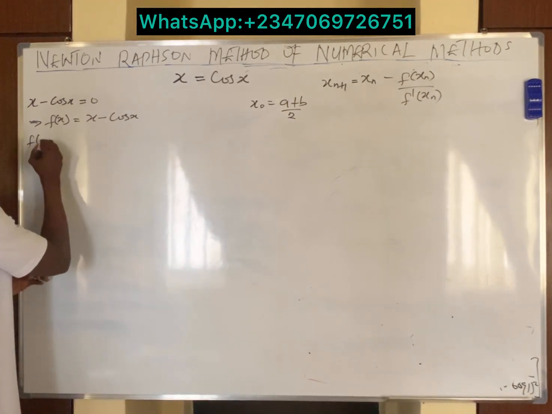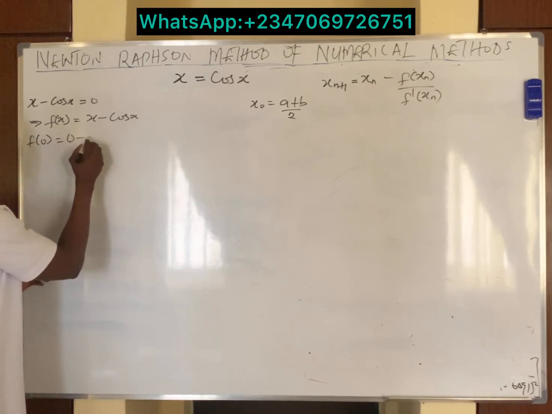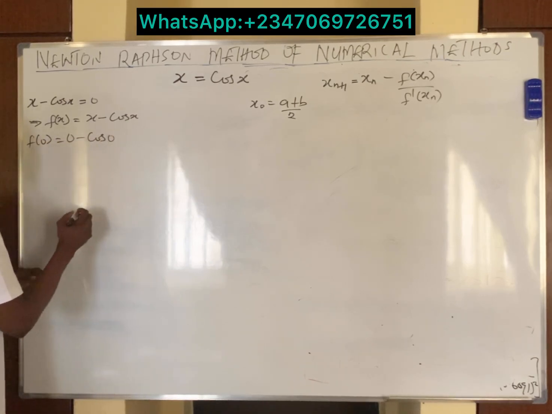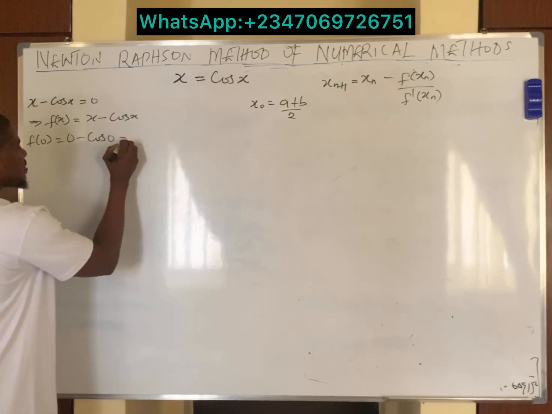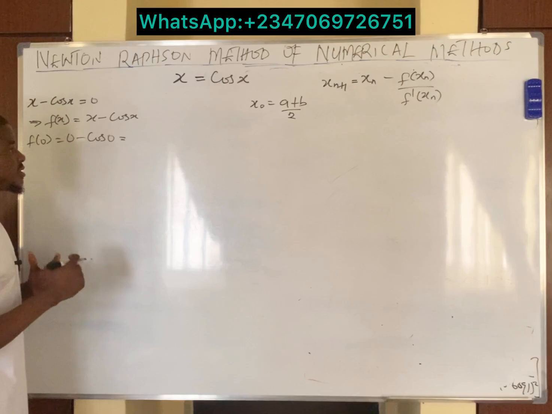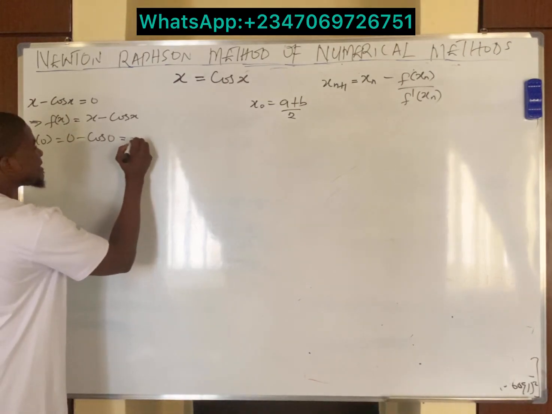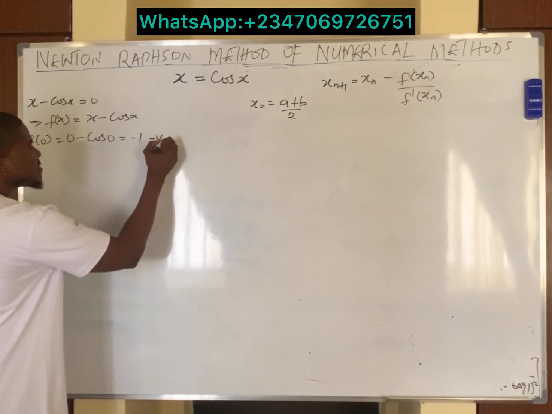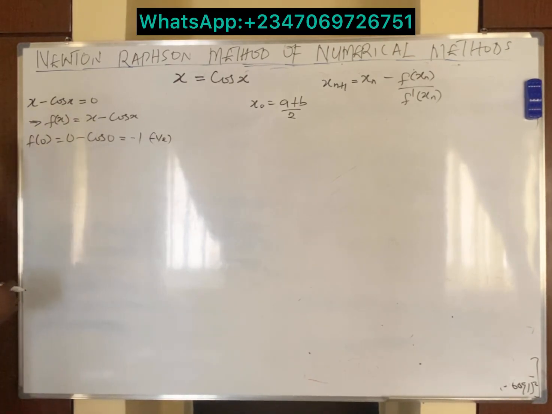f of 0 is going to be equal to 0 minus cos 0, and of course cos 0 is simply 1, both in radian mode or in degrees. So this will give us negative 1. Now this value is negative. Now we try the next value when x is equal to 1.